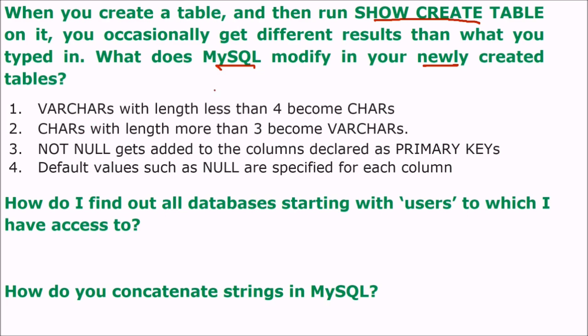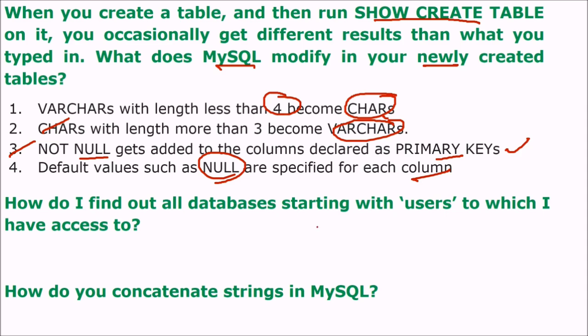Varchars with length less than 4 become char. Chars with length more than 3 will become varchar, variable character. NOT NULL will be added to the columns which are declared as the primary key, because a primary key cannot be null. And the default values such as NULL are specified for each column.